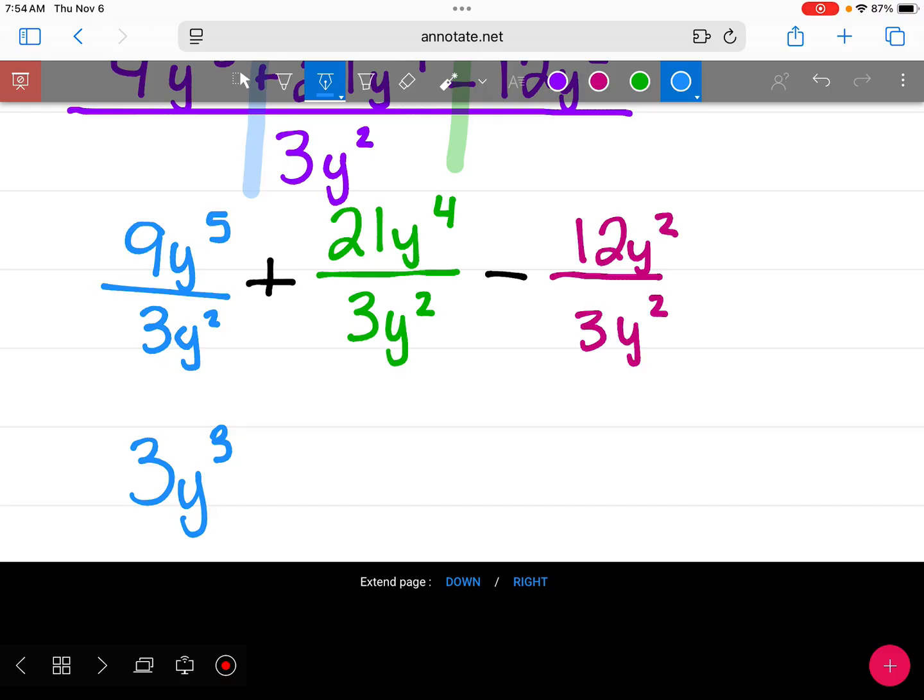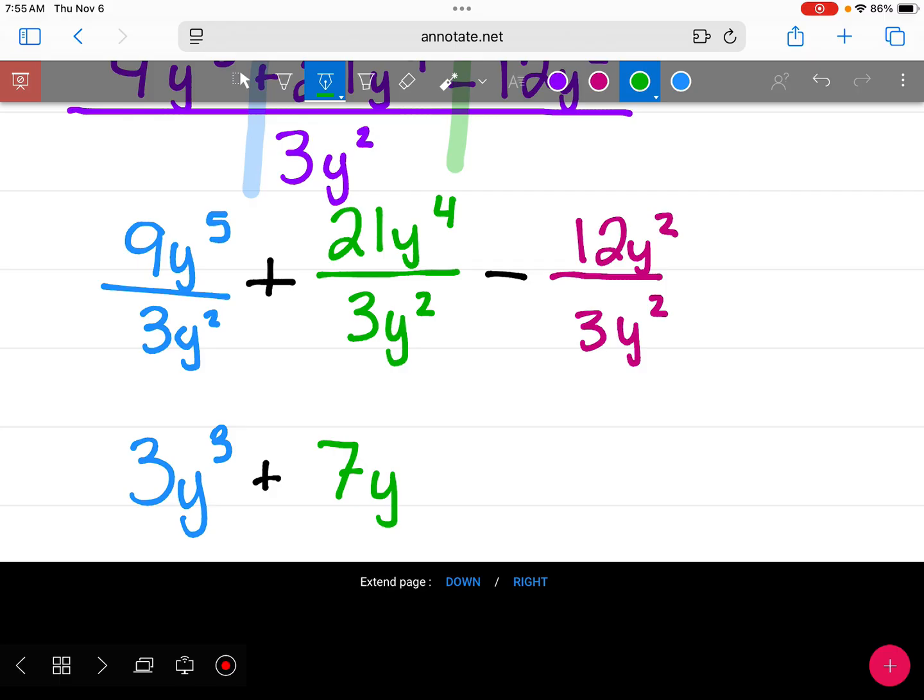What about the green one? 21y to the 4th. We've got 2 left to do, these 2 fractions. 21 divided by 3 is going to give us our 7. y to the 4th over y squared. Yep. So we've got our 7, we've got our y to the 4th, and our y squared.